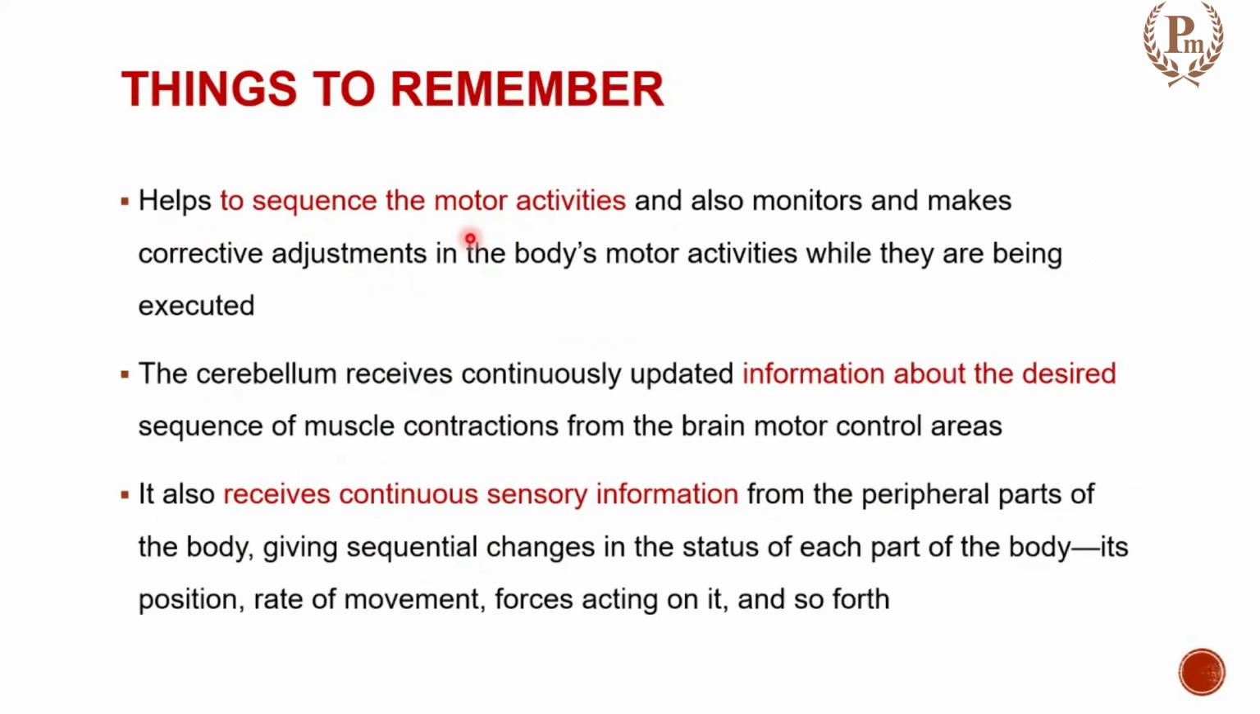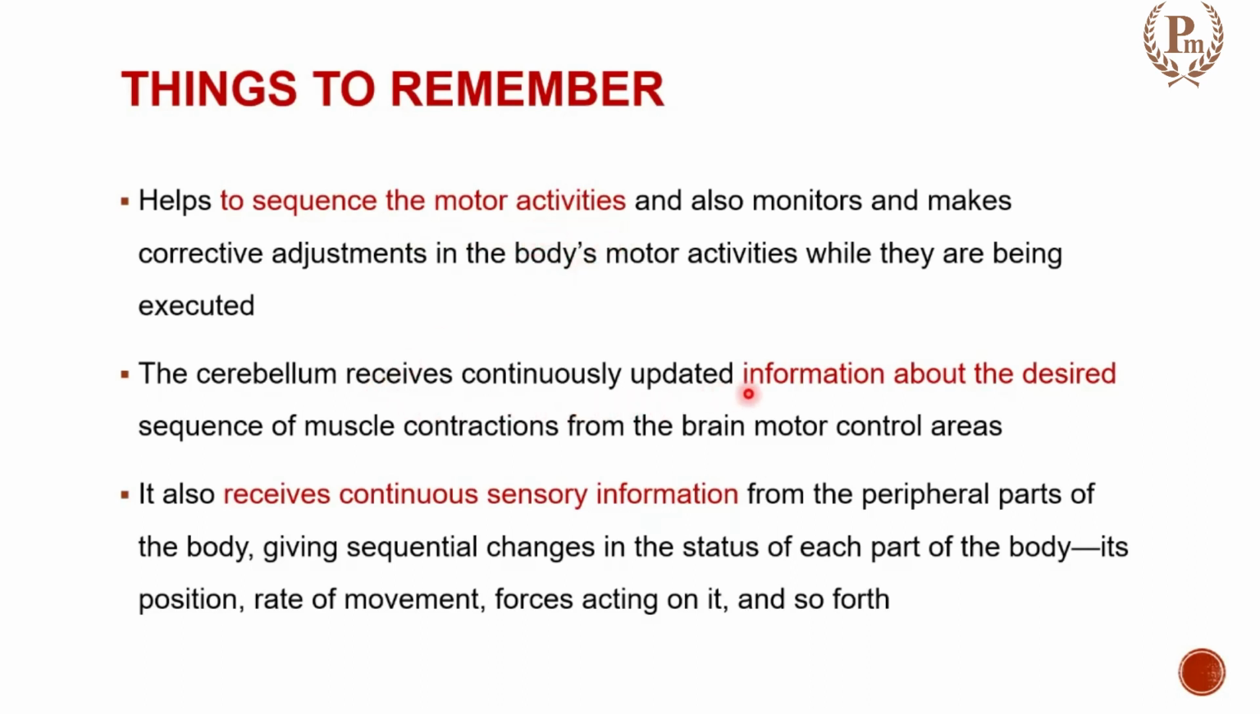What does this mean? Suppose we want to do any motor activity, starting from a simple lifting of a pen. Lifting a pen requires planning, it requires an intention, and then it requires a background setup of your body, and ultimately it requires the movement of your hand towards the pen, and then you have to pick up the pen and bring it close to you. Hence, it has a lot of sequence of motor activities. These sequential motor activities are also monitored by the cerebellum.